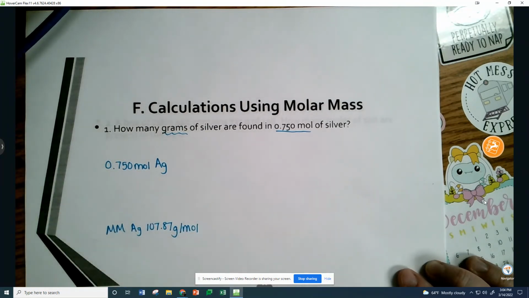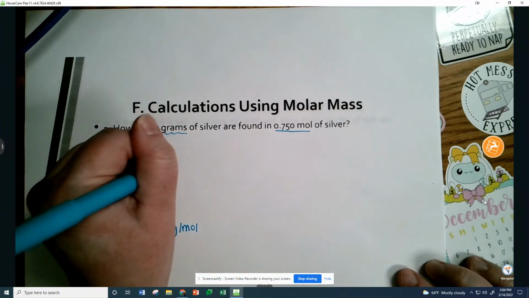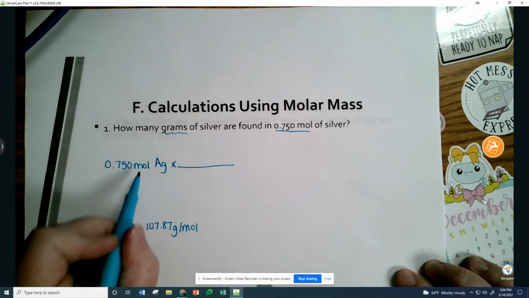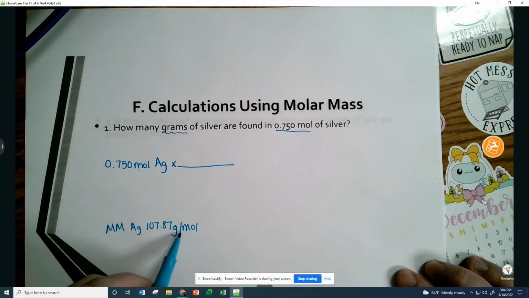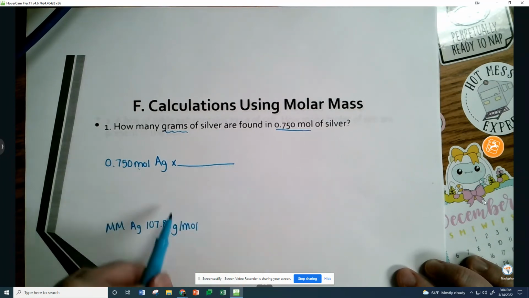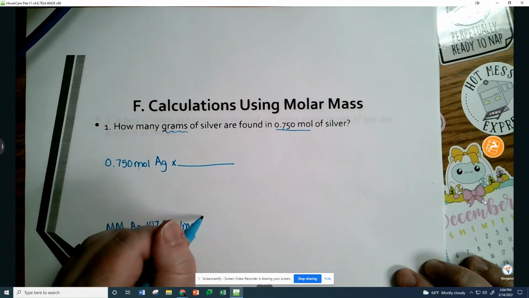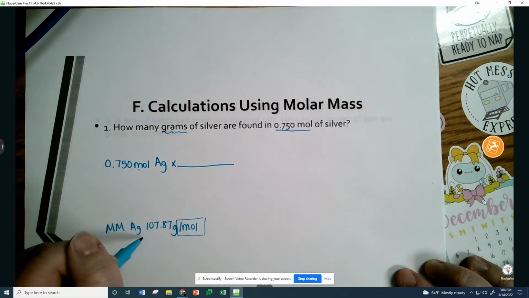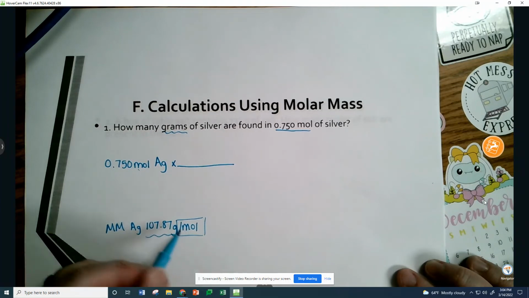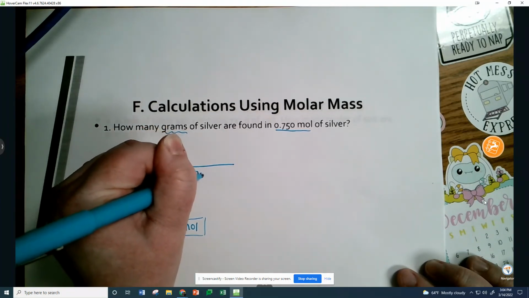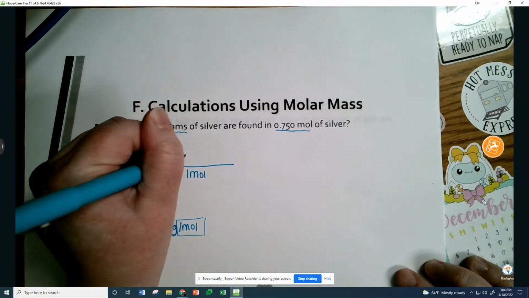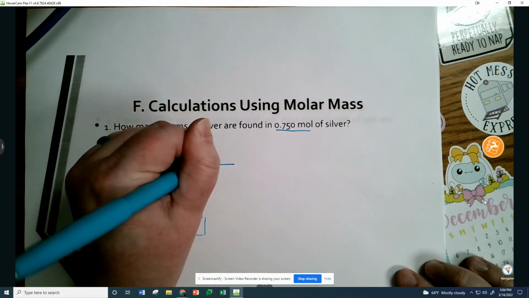That part is important because it helps me decide how to set this up. I set up my conversion. My given unit is moles. This line means per. This line means per. Same thing as division. So I'm separating these into 2 parts. I have the mole part and I have the mass part. The mole is going to become my denominator to cancel. My 107.87 grams is my numerator.